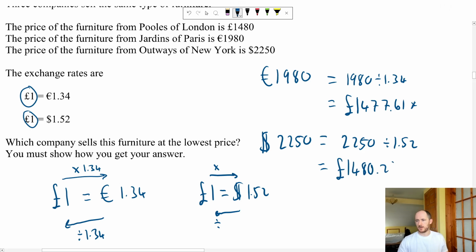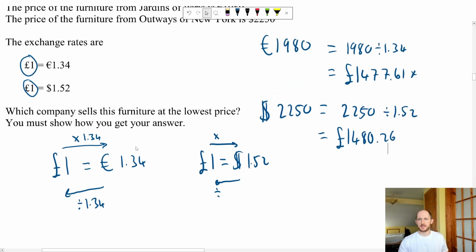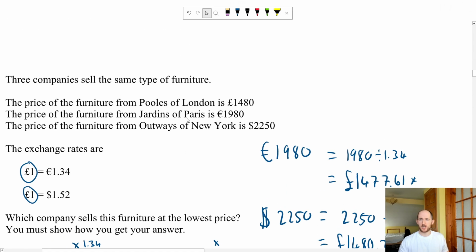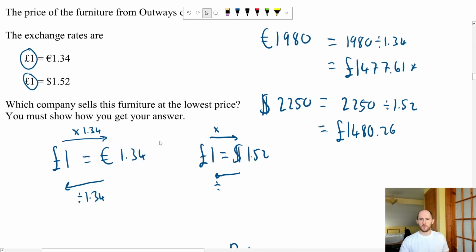Oops. So it looks like New York was the most expensive and Paris was actually the cheapest. Interesting. So the company that sells the furniture was Jardins from Paris. So let's write that, Jardins of Paris. And again, that's why they want you working out, okay? These exchange rates, this is all the working out you need.